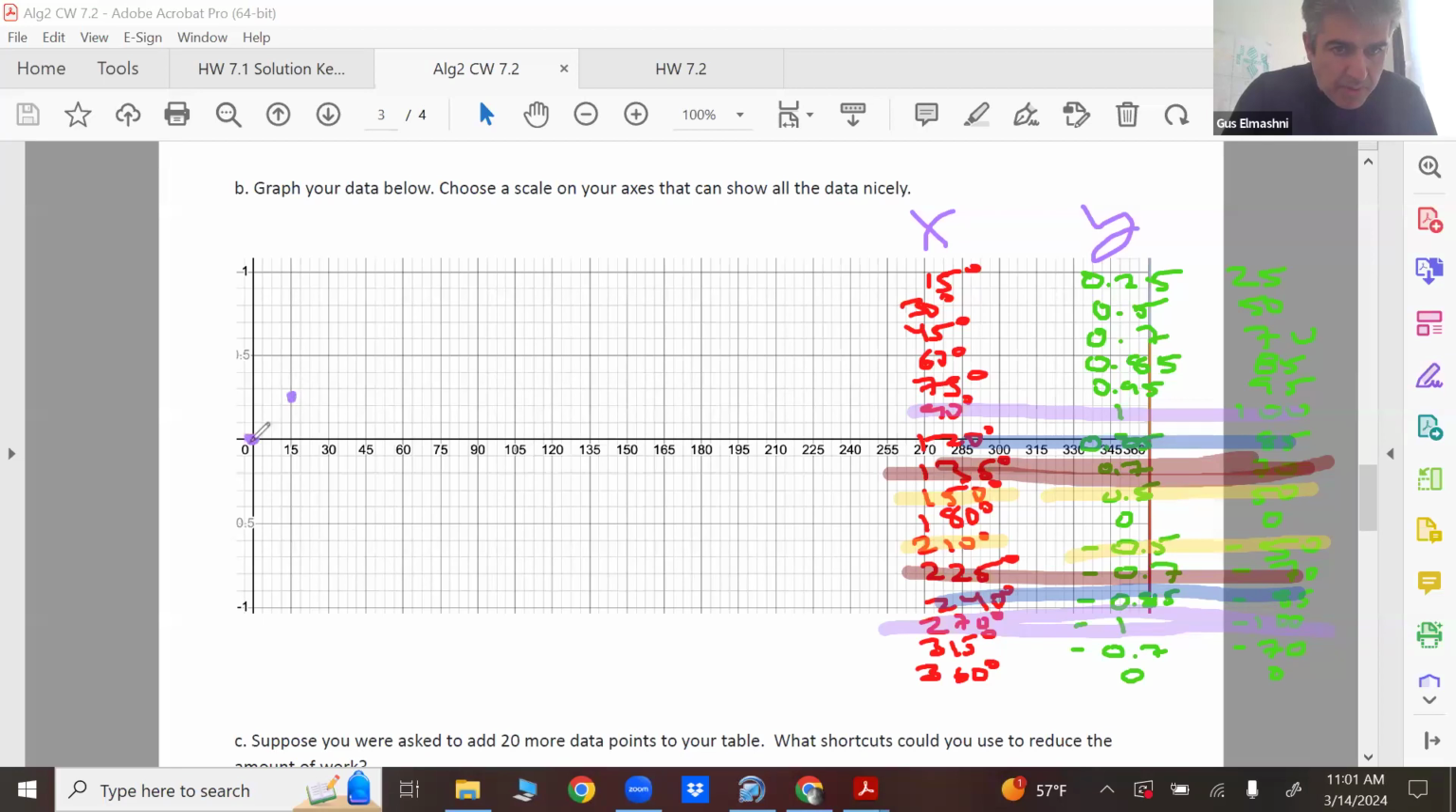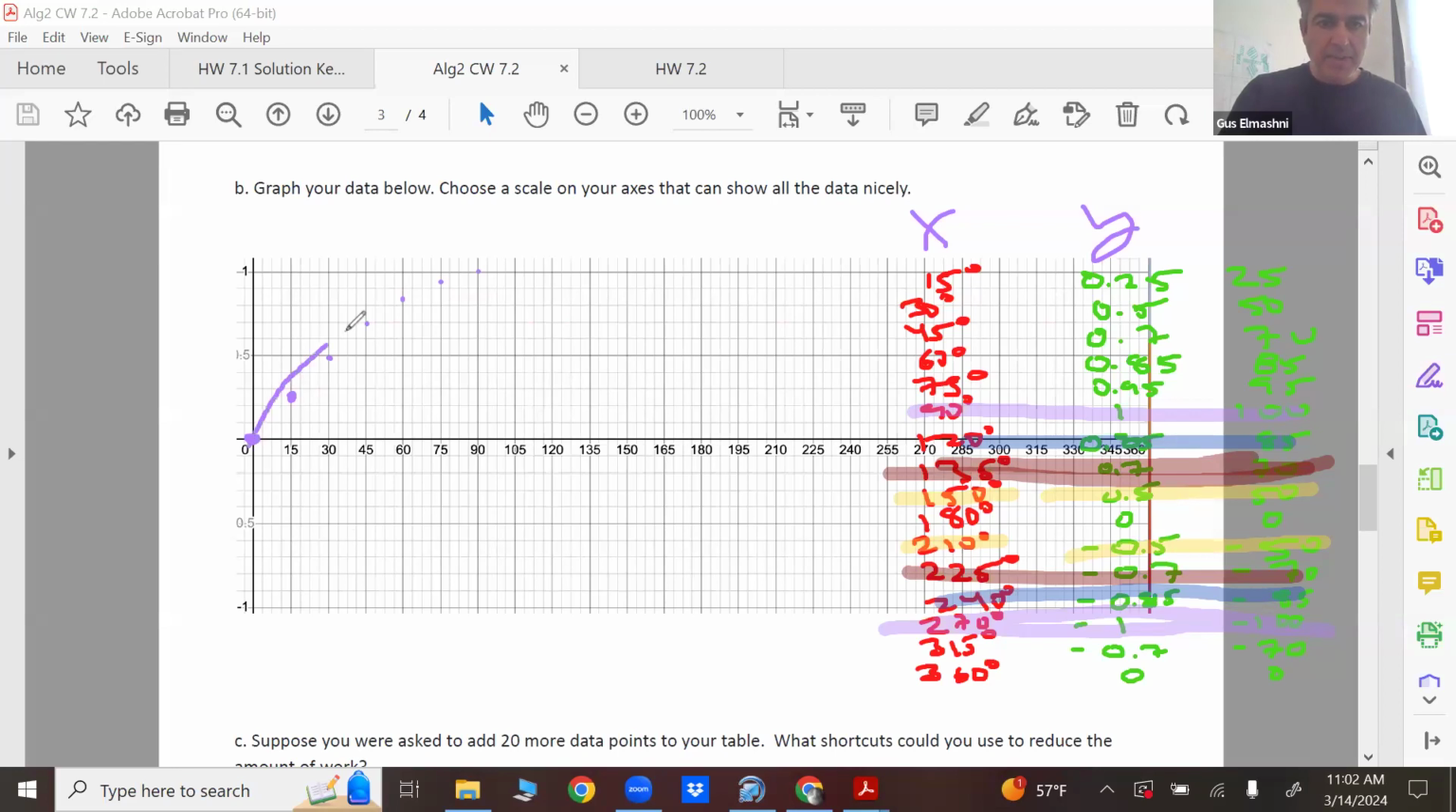By the way, you get 0 over here because you're not off the ground. At 30 degrees, I should get 0.5. At 45 degrees, I should get 0.7. At 60 degrees, I should get 0.85. So it kind of slows down a little bit. At 75 degrees, I should get 0.95, and at 90, 1.